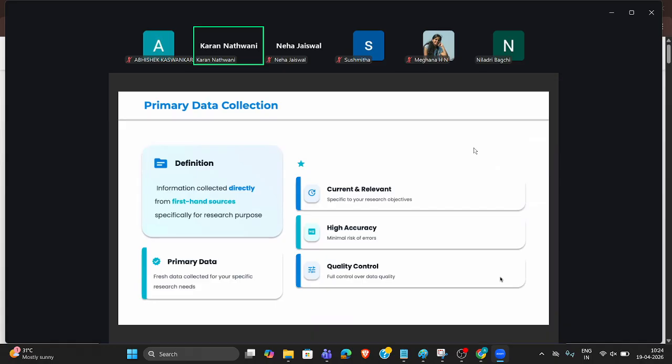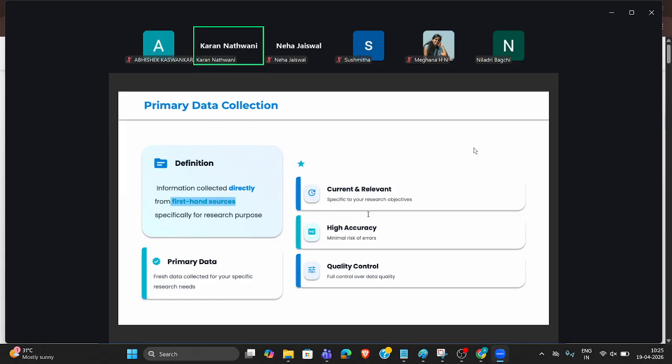Okay, so the primary data, how will you do that? Look at the information collected directly from the first-hand source, the original one, specifically for research purposes. So it is fresh data collected for your specific research. And if you are doing analytics, then again, the primary source has always been the important source.